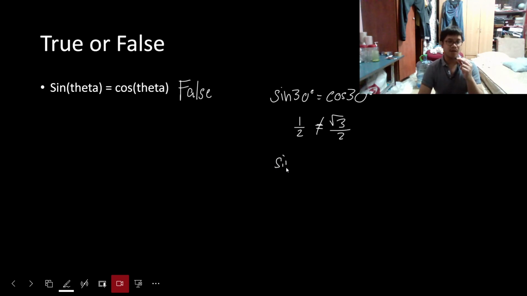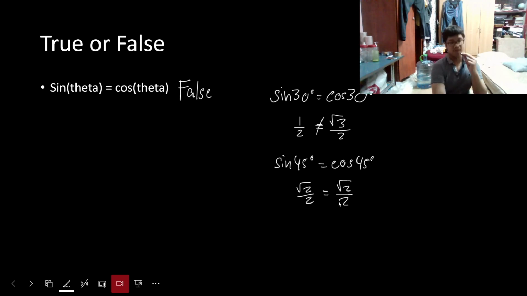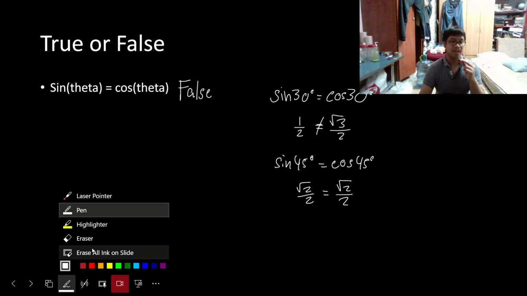But if we input 45 degrees instead of 30 degrees, then their answer would be the same, because sine of 45 degrees and cosine of 45 degrees are both equal to square root of 2 all over 2. So yes, in some cases they would be the same, but not always. Therefore, the answer for this is false.